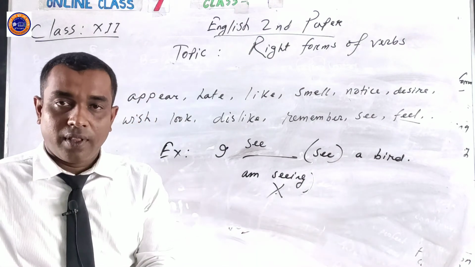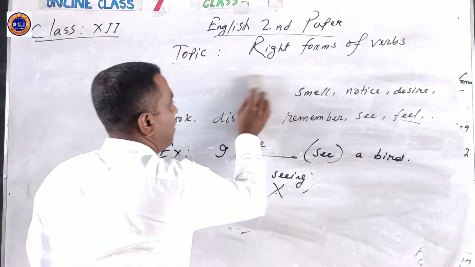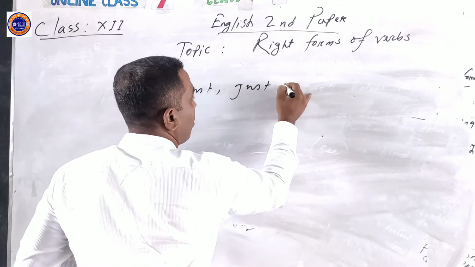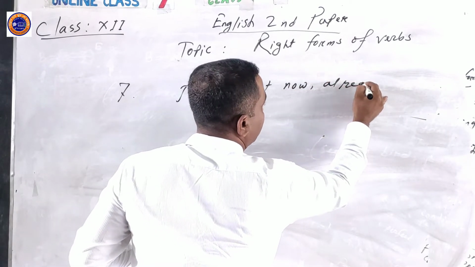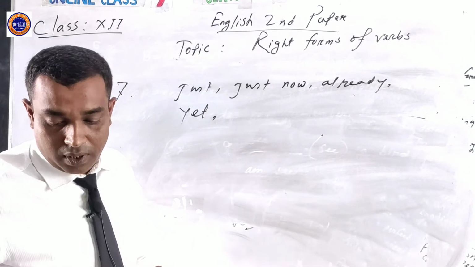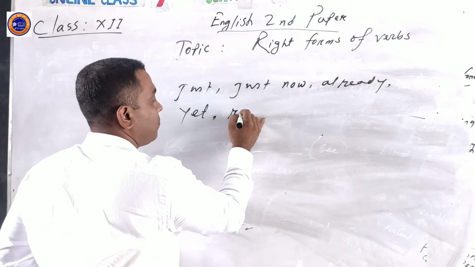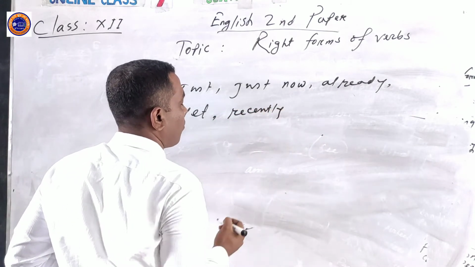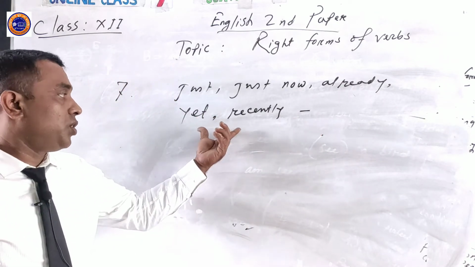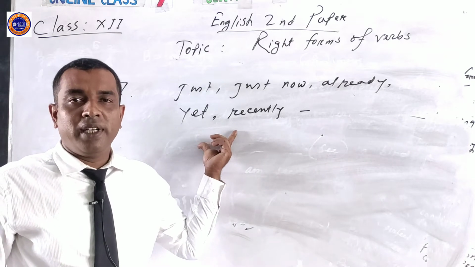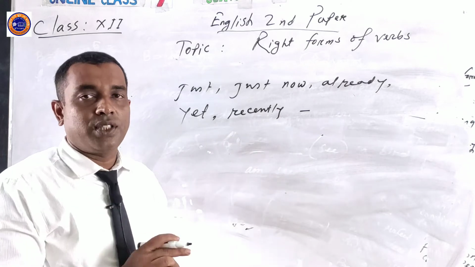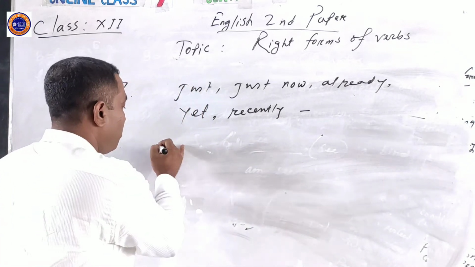I'm going to explain the next rule, number 7. Just now, already, yet, recently. Dear students, if any of these words is present in a sentence, you must understand that this is present perfect tense. This is present perfect tense. I'm giving an example.